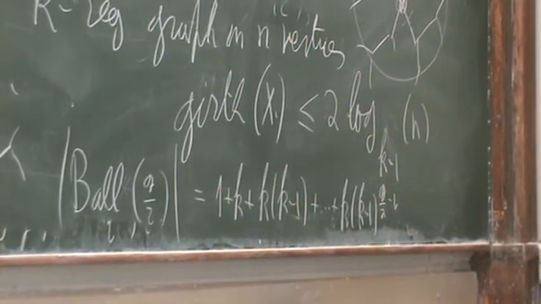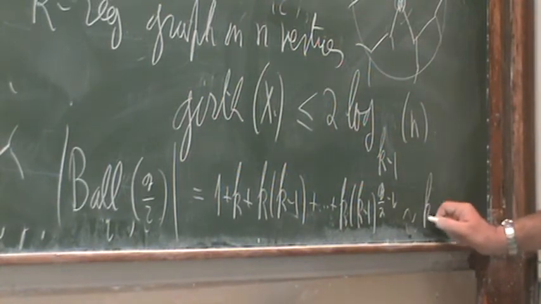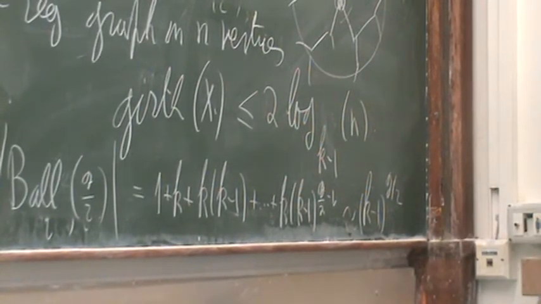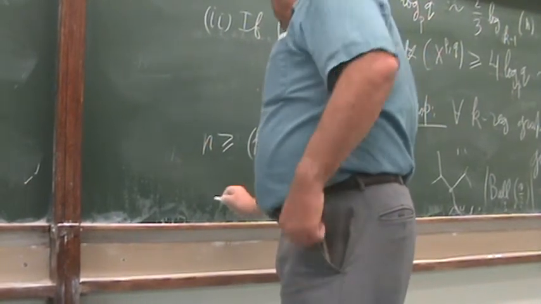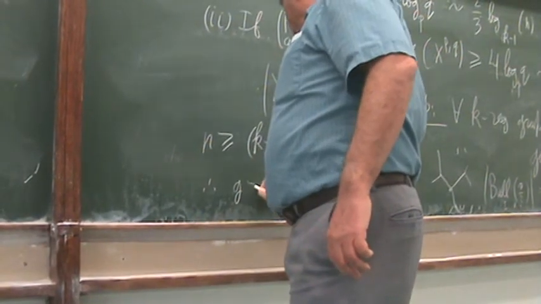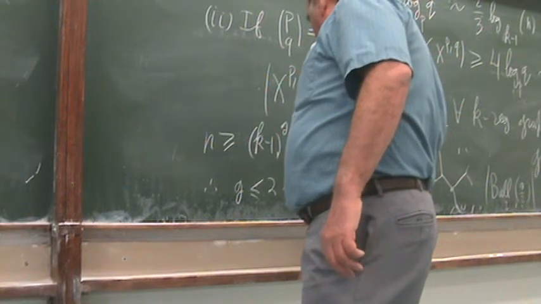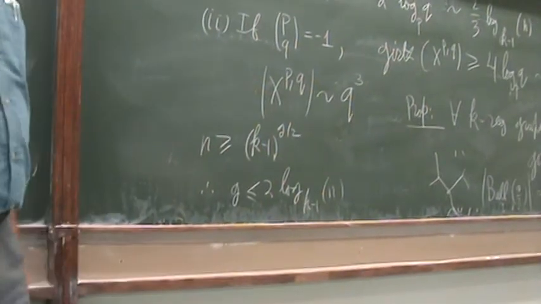This is the number of points in the ball of radius g/2, which is approximately (k-1)^(g/2). So you deduce that n is greater than or equal to (k-1)^(g/2), and therefore, by taking logarithm, g is at most 2 log to the base k-1 of n. This is the proof of the proposition. It is just as simple as that.